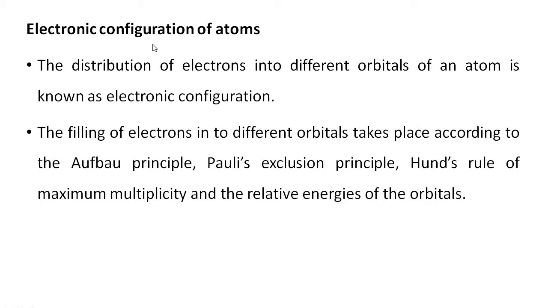To define electronic configuration, the distribution of electrons into different orbitals of an atom is known as electronic configuration. The filling of electrons into different orbitals takes place according to the Aufbau principle, Pauli's exclusion principle, Hund's rule of maximum multiplicity, and the relative energies of the orbitals.